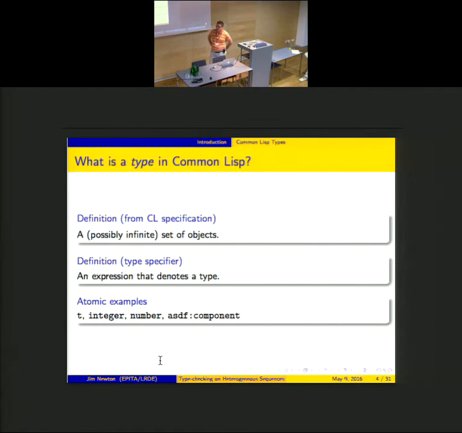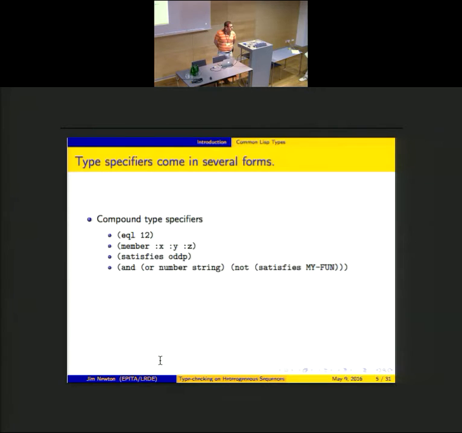Okay, so what is a type in Common Lisp? Common Lisp defines types in sort of a semantic way: any collection of objects is a type. You can specify types with what's called a type specifier. So types aren't first-class objects, so you can't get a type and do something with it. But you can construct an expression which represents a collection of objects, which might be finite or infinite, or it might be empty in some cases. There are some examples of types such as integer, number, and then a user-defined type, ASDF component. So each of those types describes certain collections of objects.